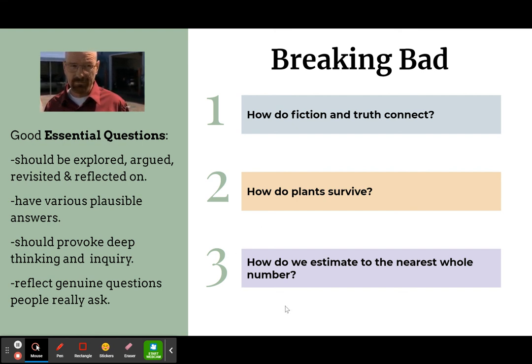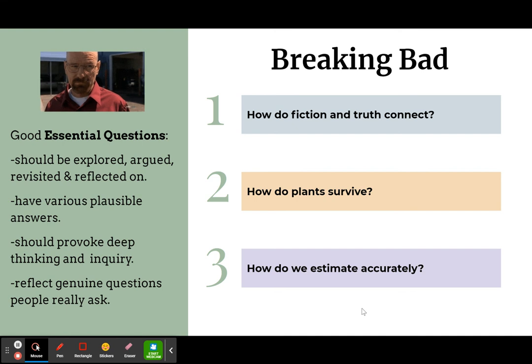Finally, the third question in purple is this. How do we estimate to the nearest whole number? Well, we've all heard that if it's 0.5 or above, round up, and less than 0.5, round down, but in some real world circumstances, that really does not work. So that rule doesn't always apply. So we want to ask maybe a question like this. How do we estimate accurately?